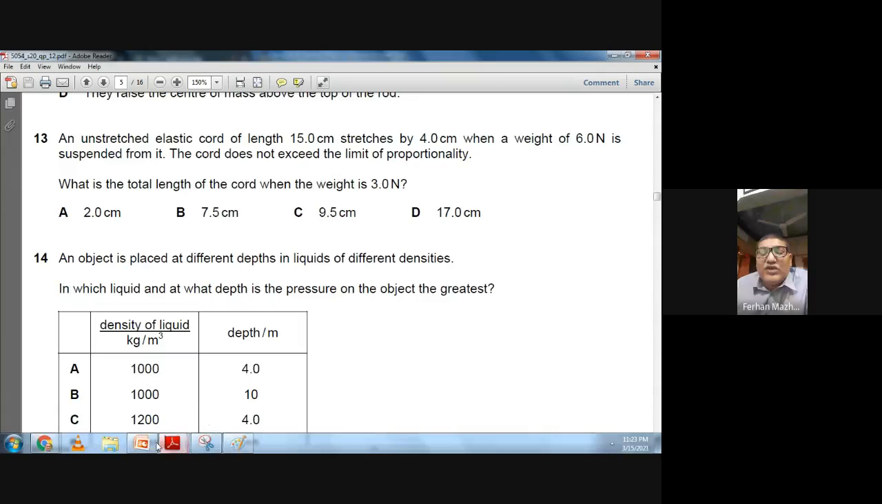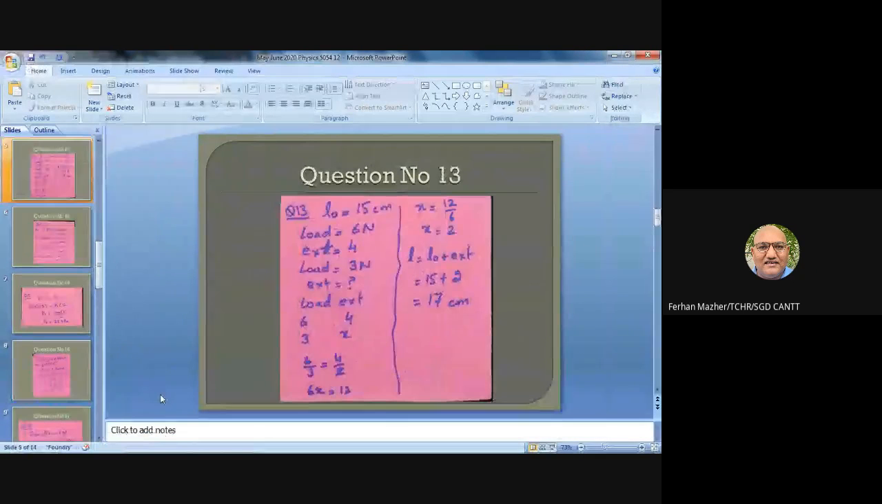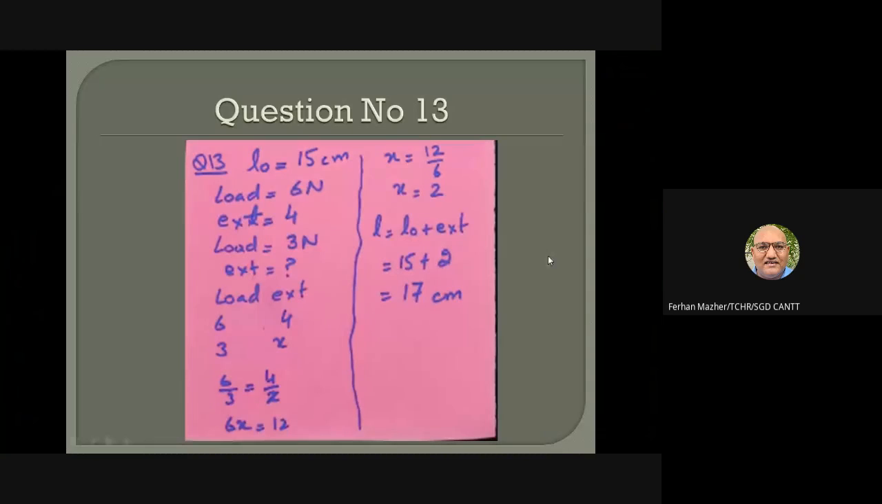Let me show you my work. I've done this on a paper. So the unstretched length is 15 centimeter. When the load is 6 Newton, the extension is 4. When the load is 3 Newton, how much will be the extension? You can use a mathematics technique, proportion, load and extension. 6 Newton load, extension will be 4 centimeter. When the load is 3 Newton, how much will be the extension?